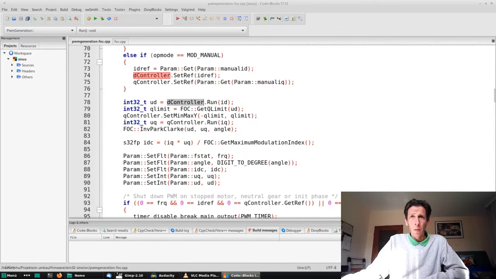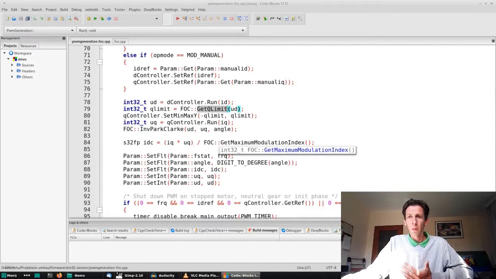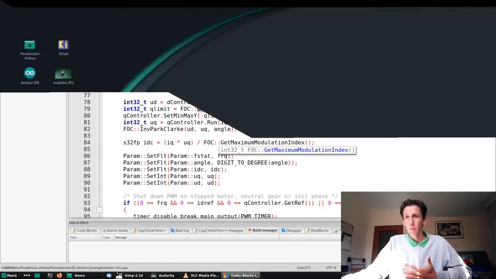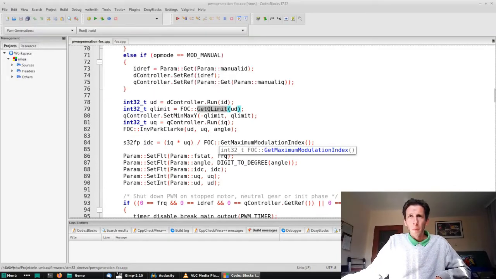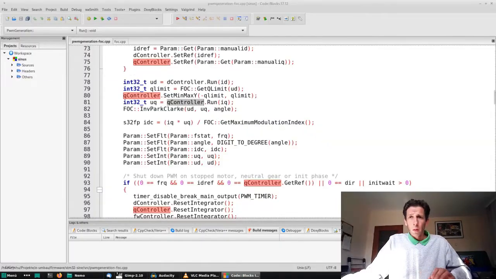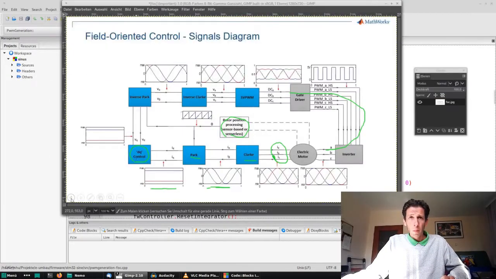Yeah, so we run our D controller, and then we look how much voltage is left to generate quadrature current. So obviously the D controller has priority over the Q controller. We see how much amplitude is left, and we limit the control output by that, and then we run the actual Q controller. Yes, so that's basically this box right here.